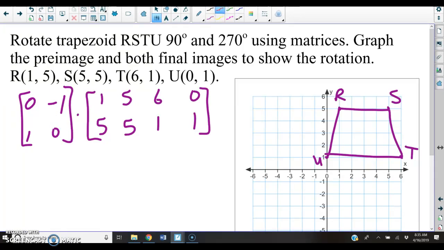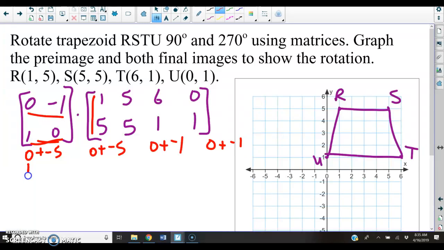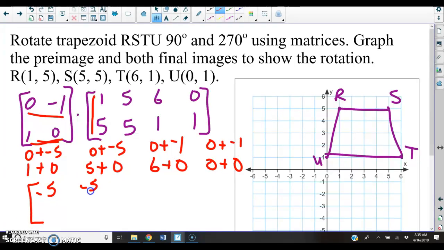Okay, so I'm going to switch colors so we can see it. Now remember, you're going to take the individual numbers in this row times the individual numbers in the column. So we're going to have 0 plus -5, 0 plus -5, 0 plus -1 and 0 plus -1. Then I'm going to switch to the second row, and it's going to be 1 plus 0, 5 plus 0, 6 plus 0, 0 plus 0. So that matrix becomes -5, -5, -1, -1, and then it's 1, 5, 6, 0.